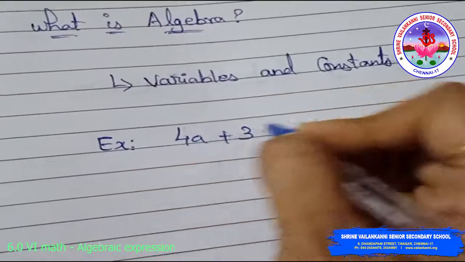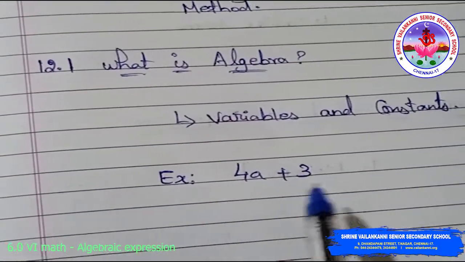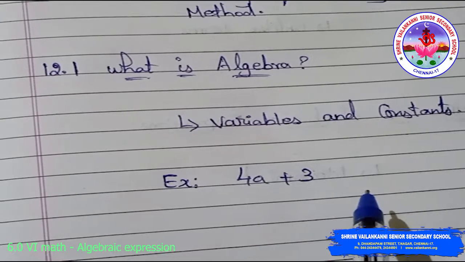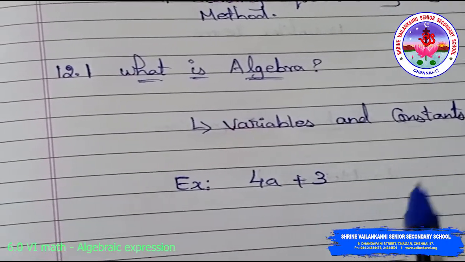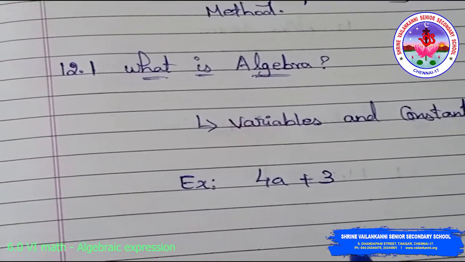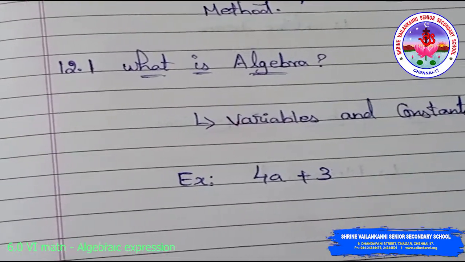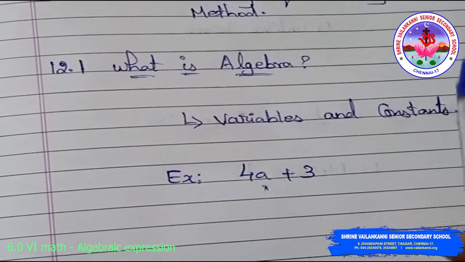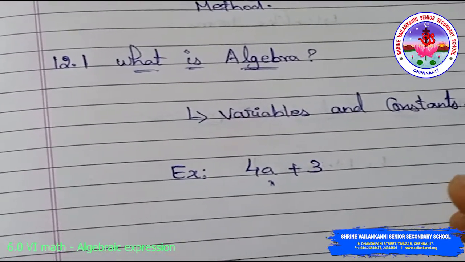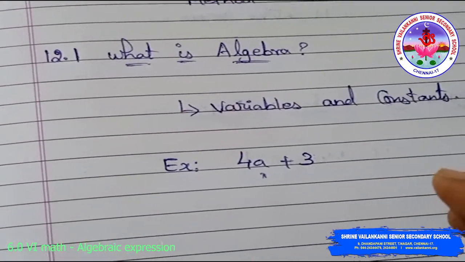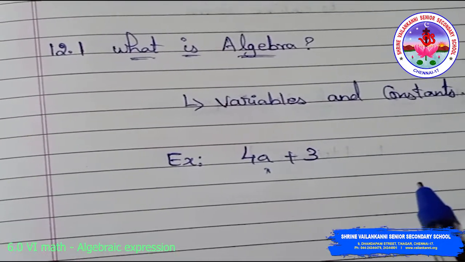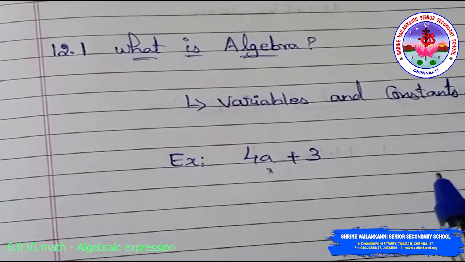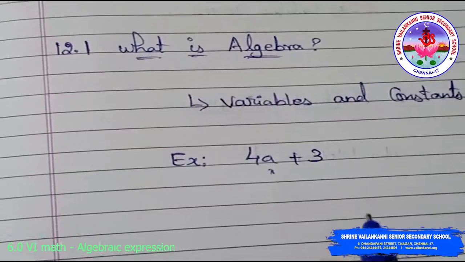4a plus 3. Here, 4 and 3 are fixed numerical values. Their values remain constant and don't change according to the problems. The a is a variable; its value varies according to the problem. Such quantities are called variables. A literal is an alphabet that represents either a constant or a variable.